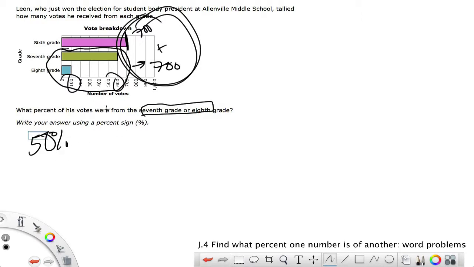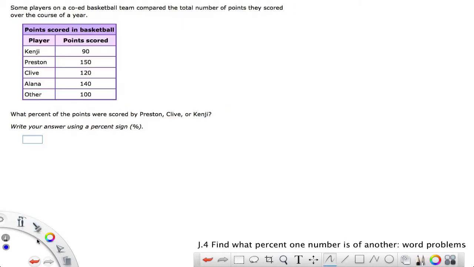So this they just give you in a different form. You have to add up what they've given you. And since he had half the votes, that's 50%.